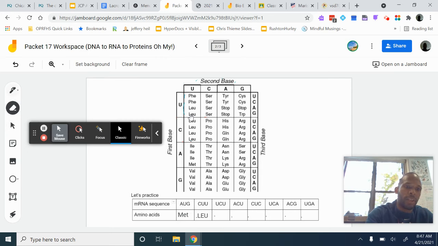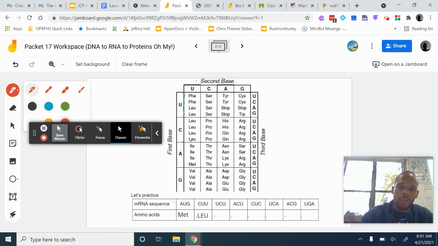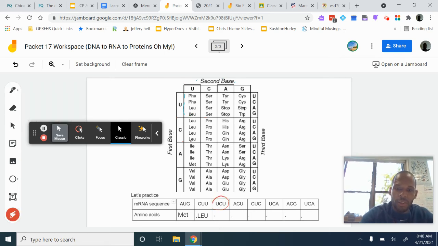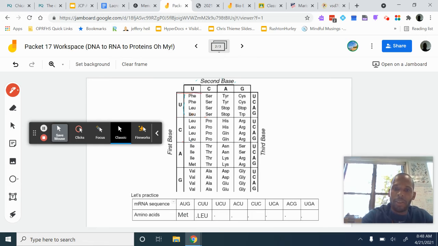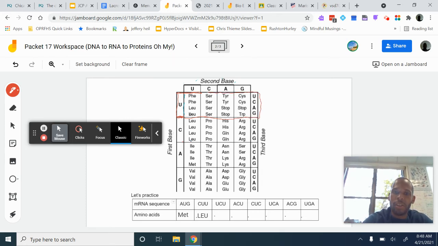All right. So next, we're going to do this one down here. UCU is our next one. Once again, we go in order of first base. So our first U is going to be right here. There it is on first base. I know my answer is going to be somewhere in this row for sure. Second base is C.